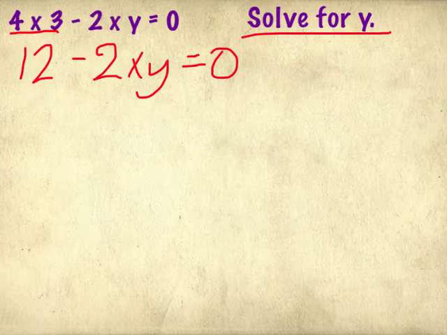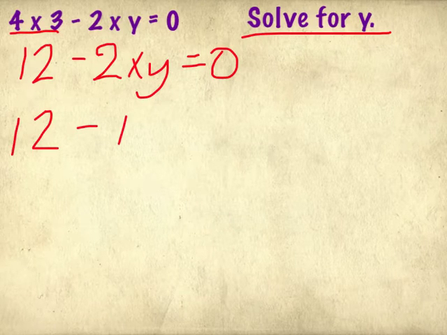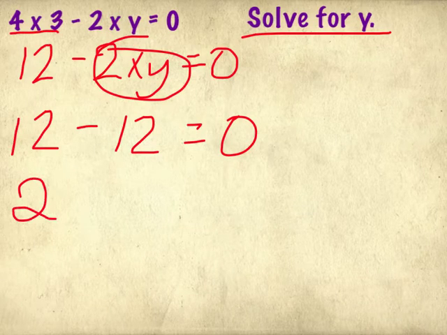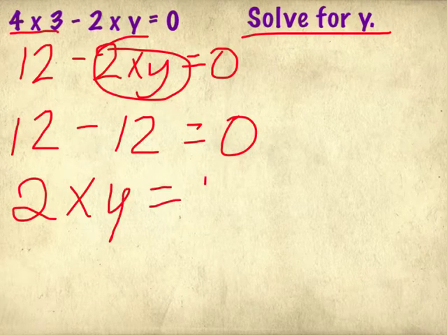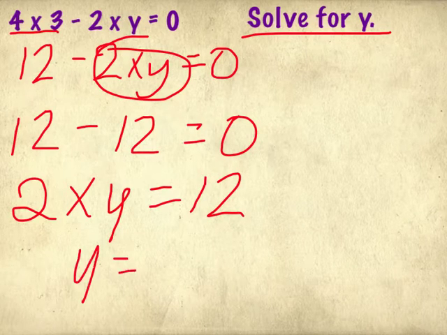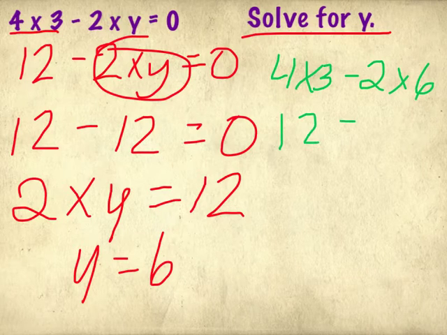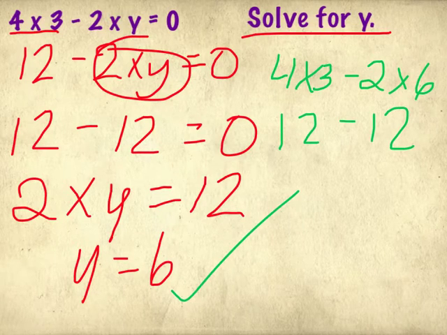So what I have to know is 12 minus what equals 0? Well, obviously 12 minus 12 equals 0. That means that my 2 times y has to equal 12. 2 times what equals 12? 6. Y equals 6. And I can go back and double check that. So 4 times 3, take away 2 times 6 equals 0. 12 take away 12 equals 0. So y equals 6.